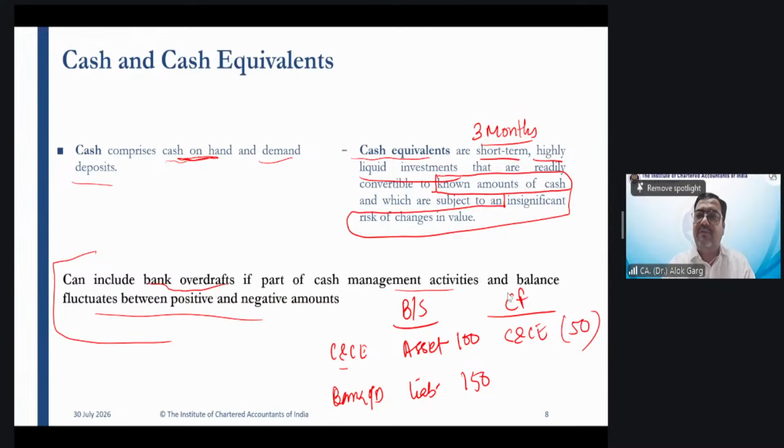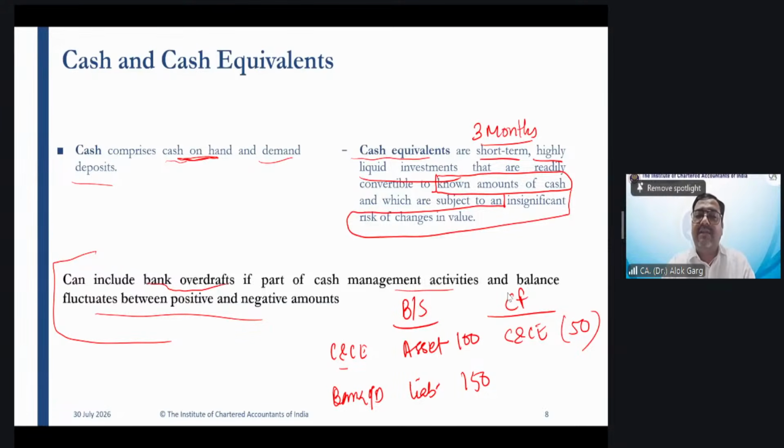Is that clear to all of you? In the balance sheet, it is not negative. In the balance sheet, bank overdraft has to be shown on the borrowing side. In the cash flow statement, it has to be negative. And a reconciliation is required to be given.